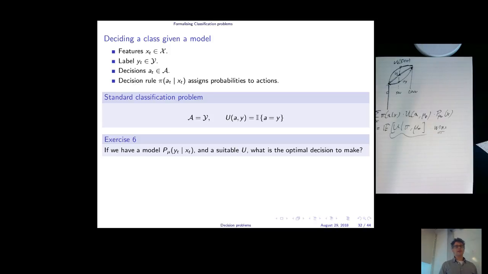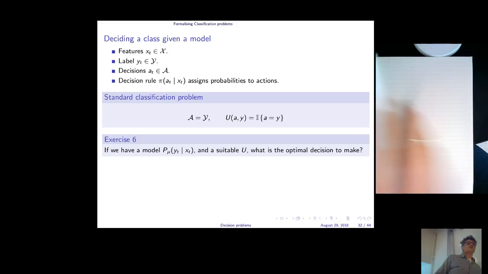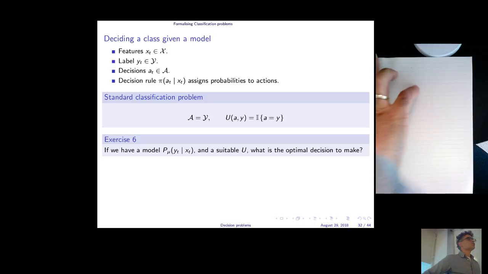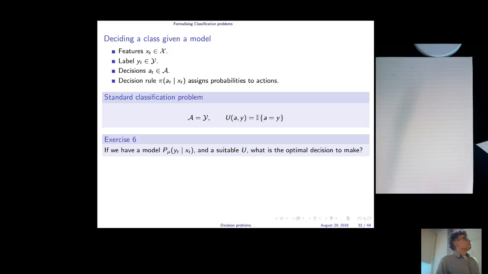So basically, as before, we have a decision rule or policy that takes an observation x_t and assigns some decision to it. As I said before, in the standard classification problem you have the same number of actions as labels, and your utility is just 1 if you correctly guess the label and 0 otherwise. That's very simple. Now, if somebody gives us a model P, so that for every x_t that we see there is a probability for y_t, and some utility function, then what is the optimal decision to make?